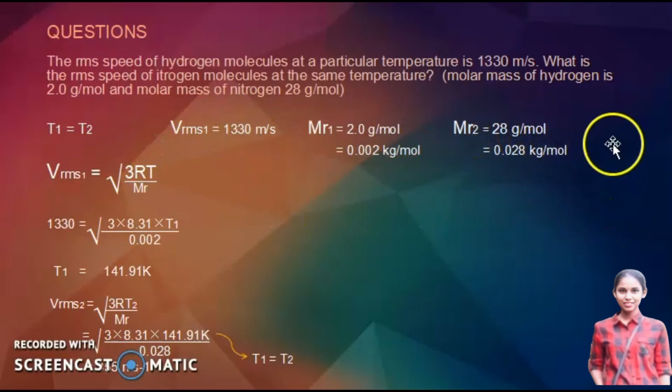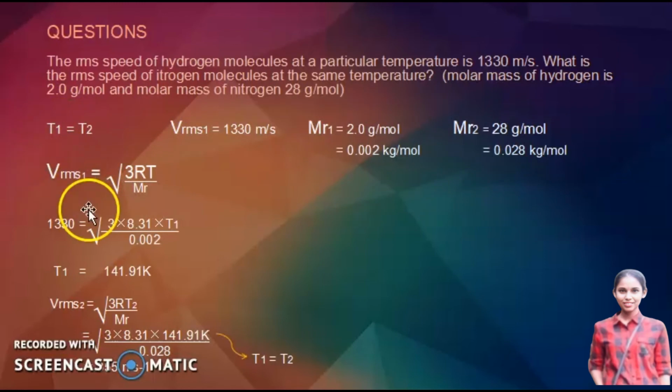Other than this, the most important information in this question is that both molecules are at the same temperature. What is meant by same temperature? Same temperature means the temperature of hydrogen molecule equals the temperature of nitrogen molecule, so T1 equals T2. First of all we must find T1. Why? Because without the value of temperature we can't find the VRMS of nitrogen molecule.